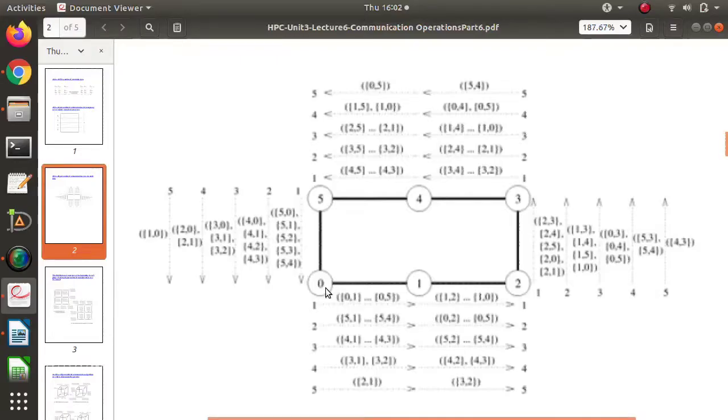In first step, 0, whatever messages it has, that is 01, 02, 03, 04, 05, that will forward to 1. What 1 will do, it will take out 01, right? It will keep 01 with itself, and 02 to 05, it will forward to 2. So 02 is made for 2 only. So what are the remaining? 03, 04, 05. So 2 will forward these messages to 3. 03 is meant for 3 only.